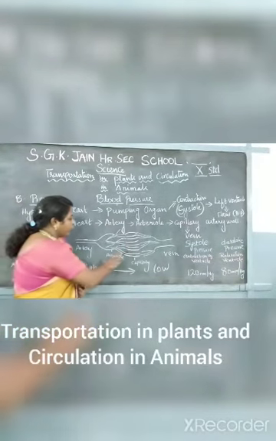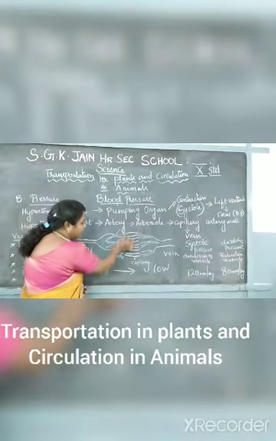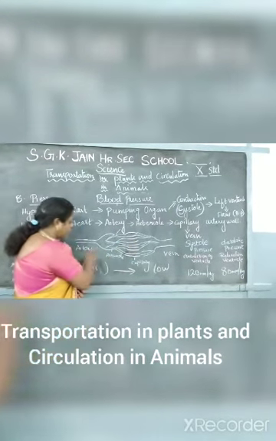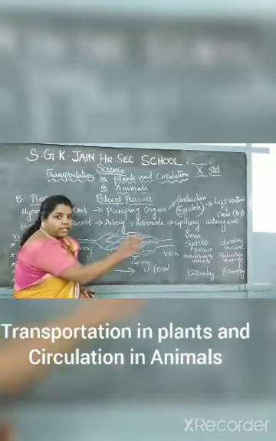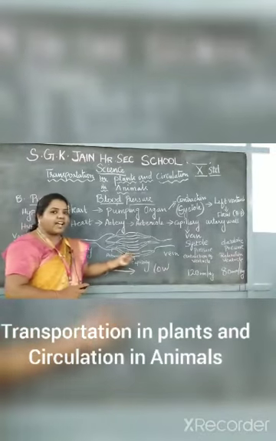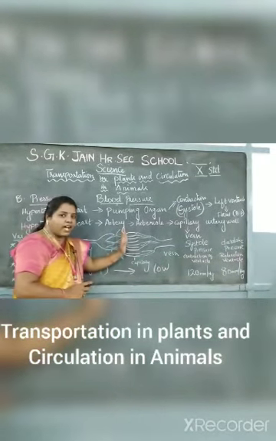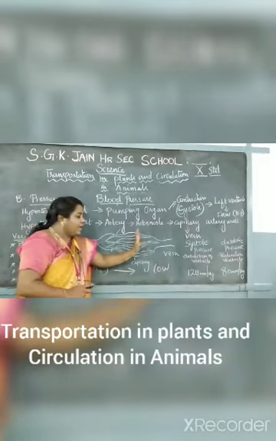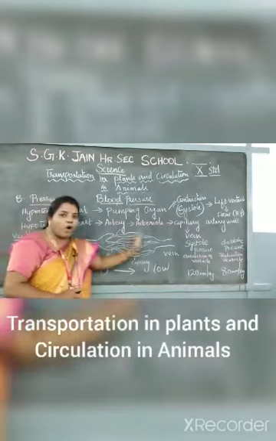Have you all seen the color difference that has been shown? Here are the capillaries of the arteries, and here are the capillaries of the veins. They are interconnected. So the blood flows from the capillaries of the arteries to the capillaries of the veins, and then it passes on to the vein. Okay, so this is the flow of blood.